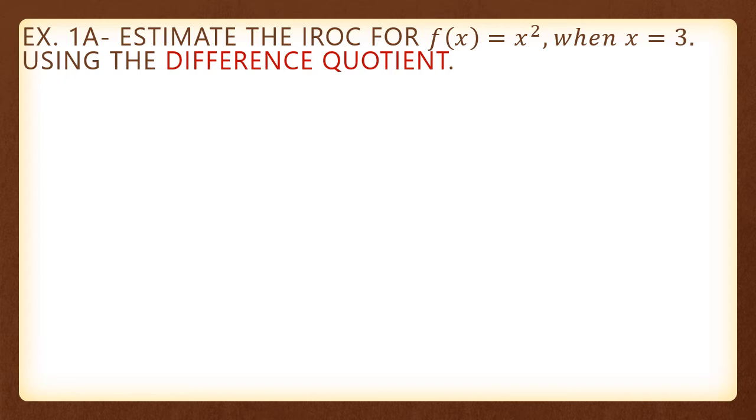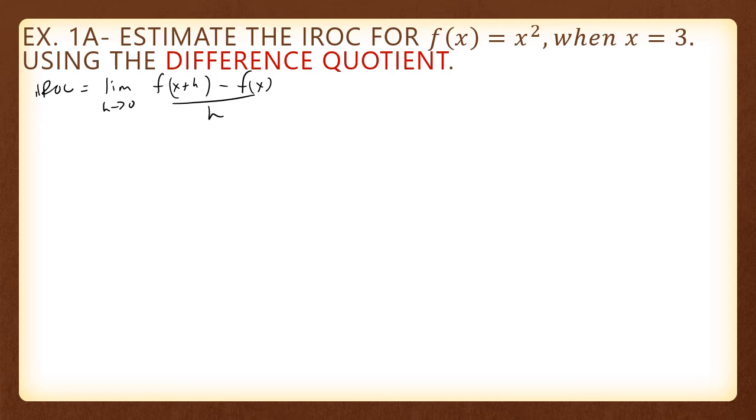Anyways, the difference quotient. So let's start off with our notation. So our IROC equals the limit as h goes to 0 of f of x plus h minus f of x all over h. Do you have to write that out every time? No, but you should until you got it down pat.